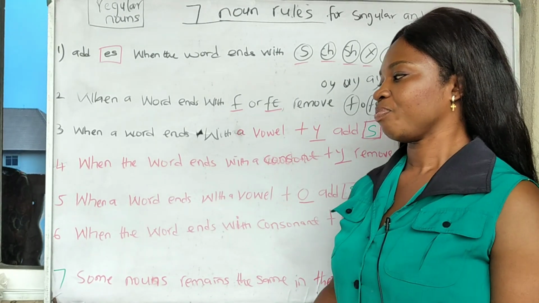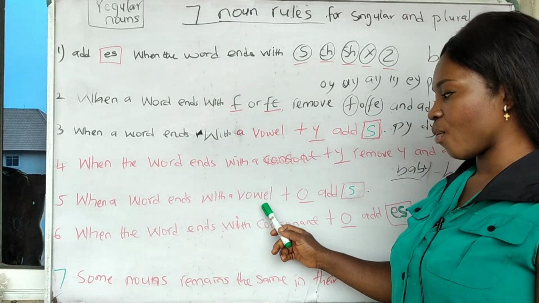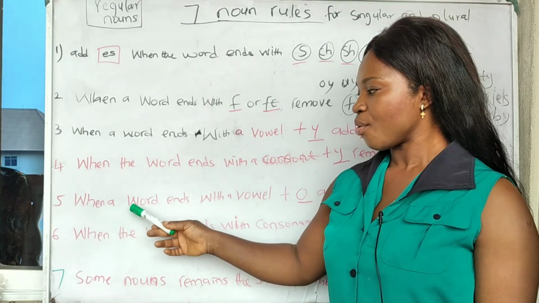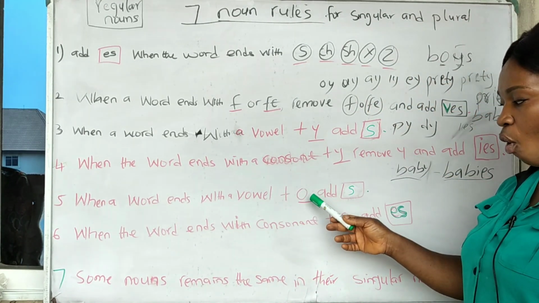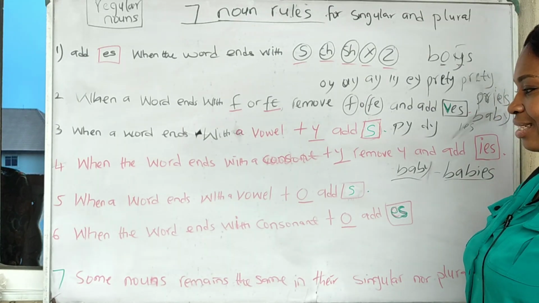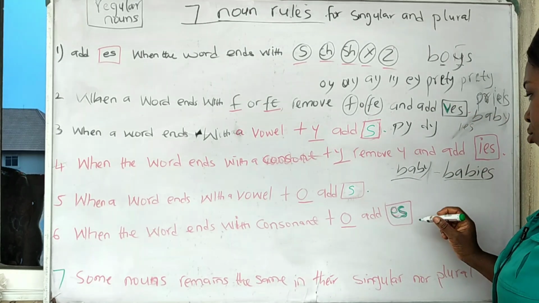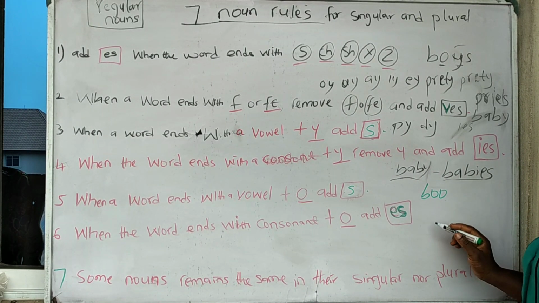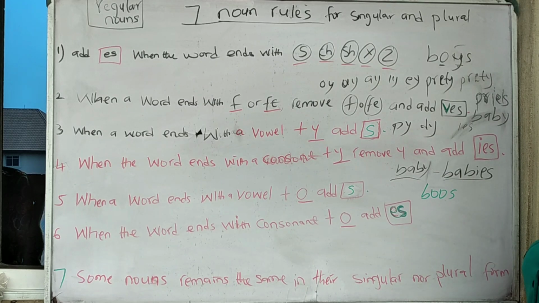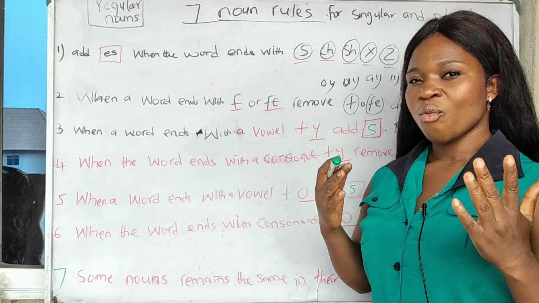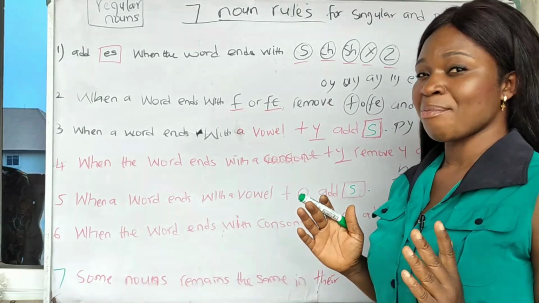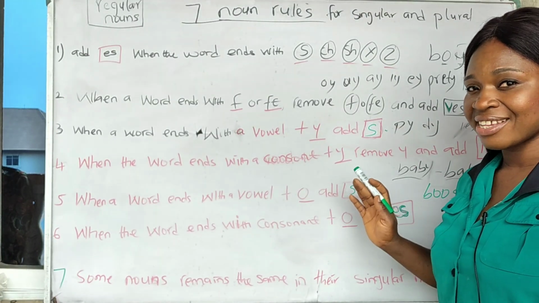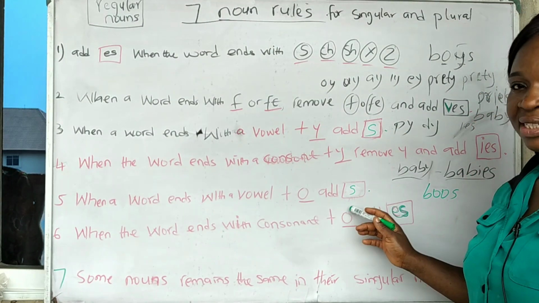Now rule number 5. When a word ends with a vowel plus O, add S. Again, when a word ends with a vowel plus O, add S. Now this states that, for instance, you have boo, like this. Okay, this is vowel, this is vowel. You shouldn't add any other thing but just add S. We have boos. Okay, that is when two vowel sounds appear together at the ending part of a word, you should use S and not ES or IES or VES. You should just use S. That is what this implies.